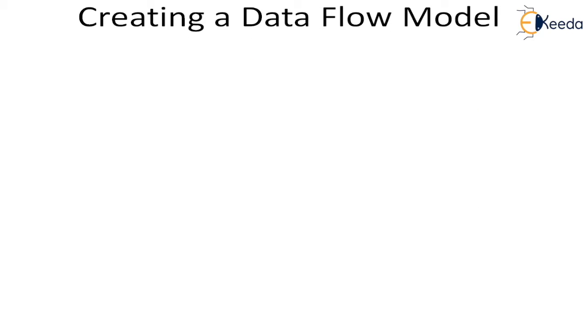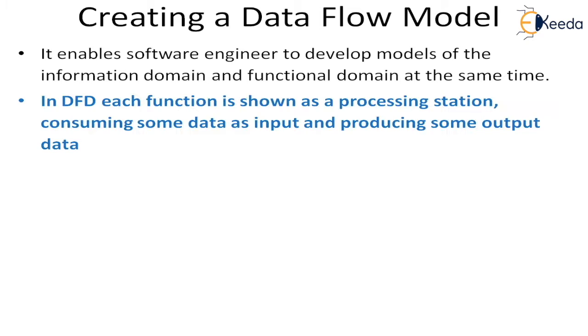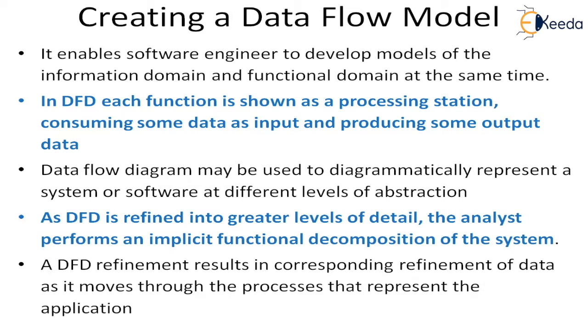First we will start with the data flow model. What is a data flow model? It enables the software engineer to develop models of the information domain and the functional domain at the same time. That is what I was talking about a little while ago. We can combine the information and the function together. So when we see the function, we see it as a flow of information or a flow of data, and the processes that transform this data.